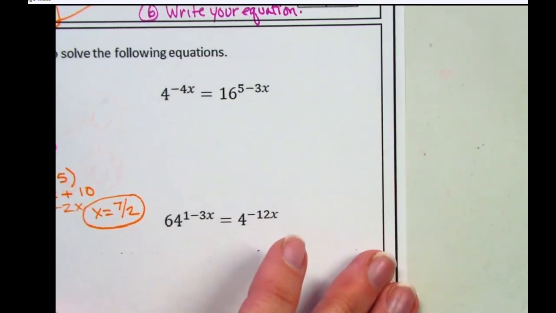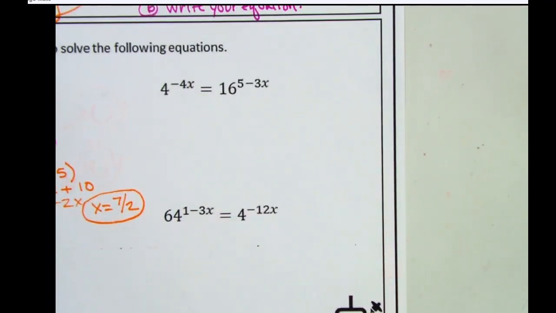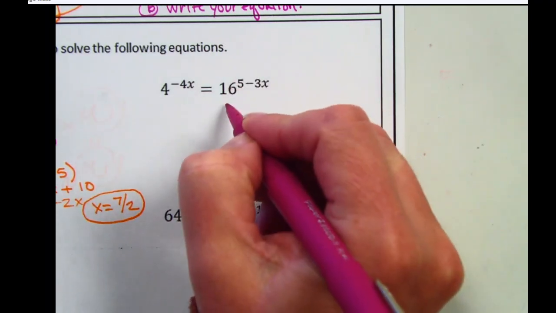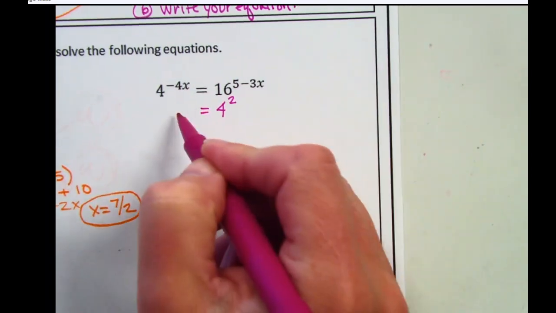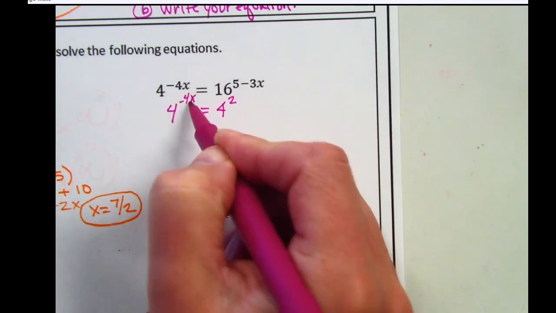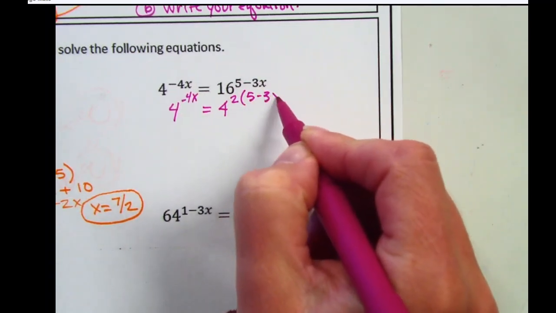All right, let's do another one. 4 and 16. What base or bases could they have in common? 2, or I also heard it over here, 4, either one. We can get the same answer using either one. I am going to rewrite this as 4 squared instead of going all the way down to 2. Five minus 3x.